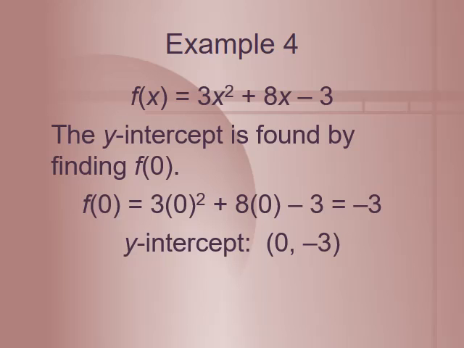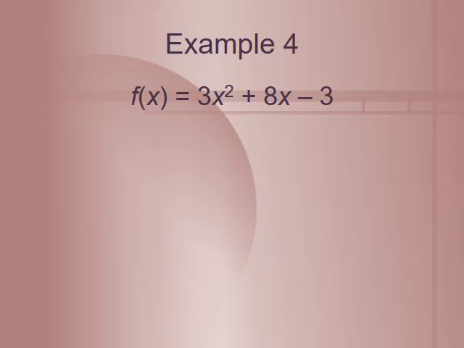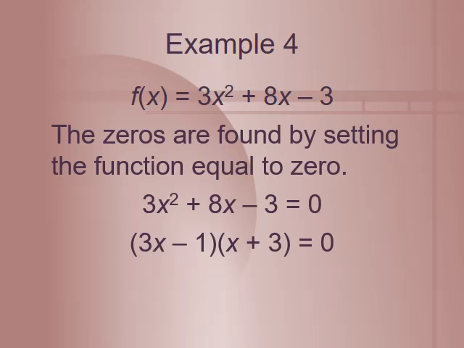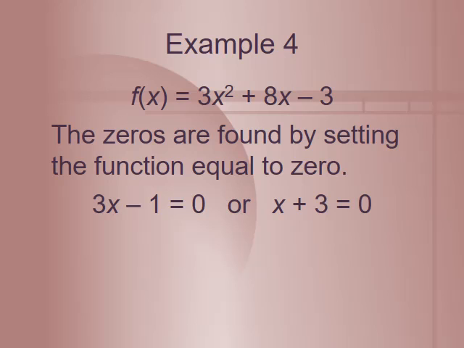And we also need to figure out the zeros. Our zeros are going to be found by setting this equal to 0. So we're actually going to change our y to 0 this time. And we're going to factor that out, and we have 3x minus 1 equals 0, or x plus 3 equals 0. And when those are solved out, we end up with 1/3 or -3. So those are our two zeros. And then the last thing we're supposed to do is find the vertex. Our vertex is going to be either at 1/3 or -3.